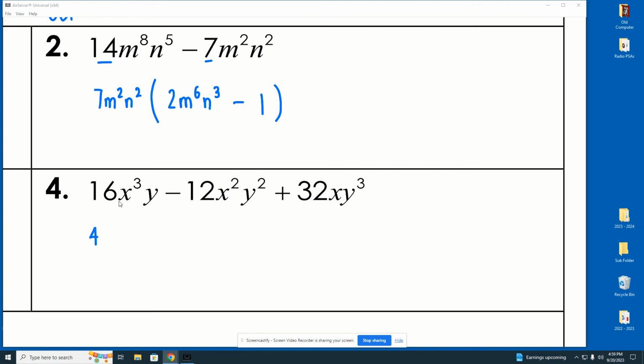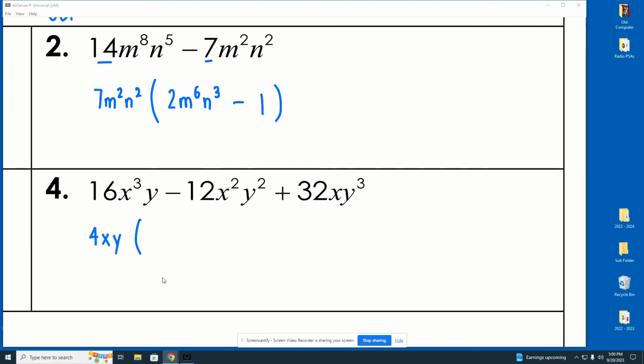Now look at this. This one has x to the 3rd. This one has x squared. This one just has x. All I can take out is an x. This has y. This has y squared. This has y cubed. All I can take out is a y. So my greatest common factor is 4xy. So let's see what it leaves me with.